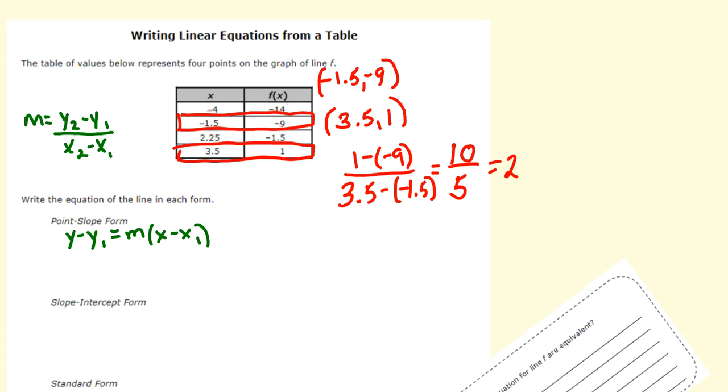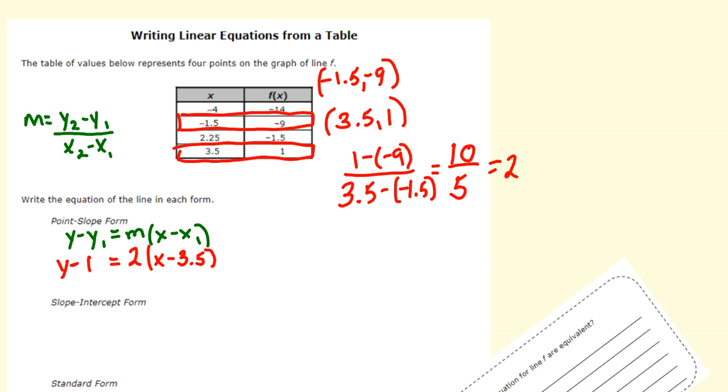So I don't know anything else except that slope, and I know a point. So that means I can go ahead and write it in point-slope form. So I need 2 here, and then I can use any point, but I'm going to use this positive point because that's the easiest for me to deal with. So I will have 2 times x minus 3.5, and I'll have y minus 1. And that's my point-slope form.